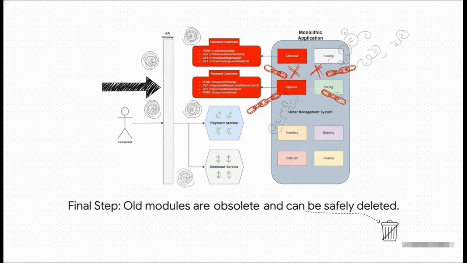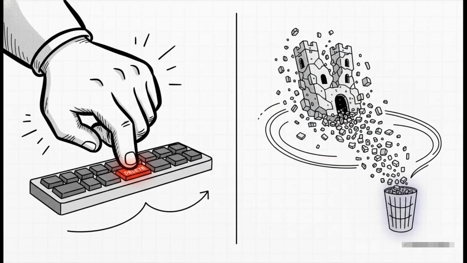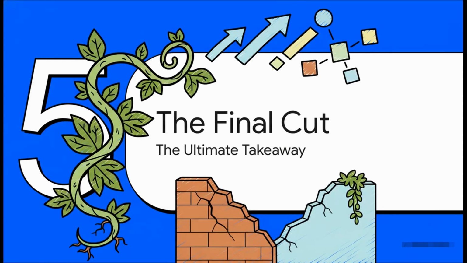So we keep going, routing more and more users over until eventually 100% of the traffic for checkout and payment is hitting our new microservices. And what does that mean for the old modules inside the monolith? Well, they're not getting any traffic at all. They're obsolete. They have been successfully strangled. Which, of course, leads to what is probably the most satisfying moment for any developer on a project like this. You get to confidently go into that old code base, highlight that clunky, outdated code, and just hit delete. Goodbye forever.